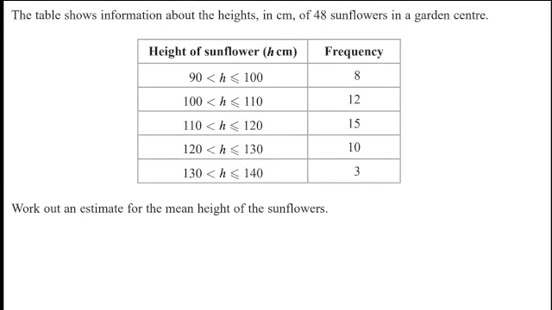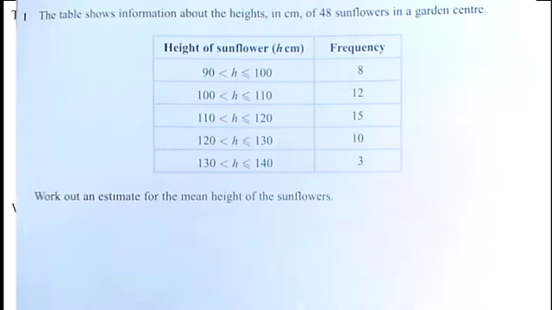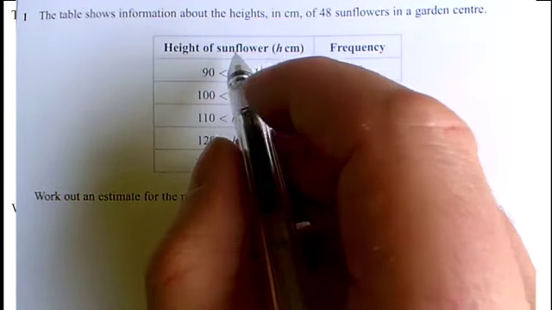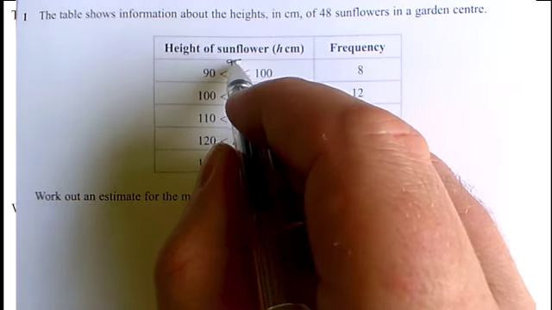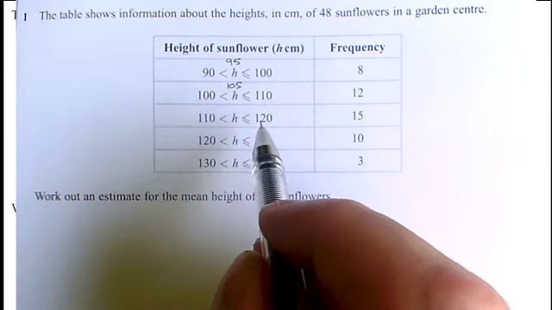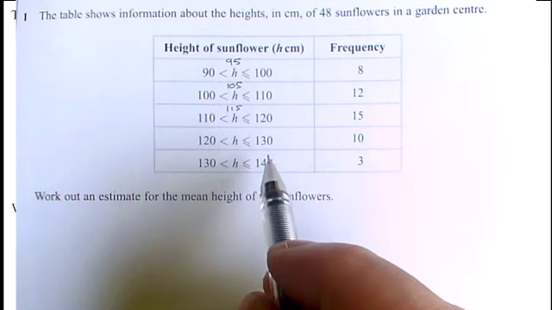So we've got a group data question, and there's 8 flowers between the height of 90 and 100 centimetres. We don't know what the height is, so the only reasonable thing to do is assume it's 95 centimetres. So what I'm going to do is write down the average in every single group. So that's 95, 105, 115, 125 and 135.